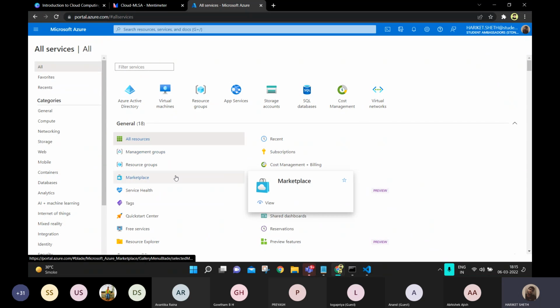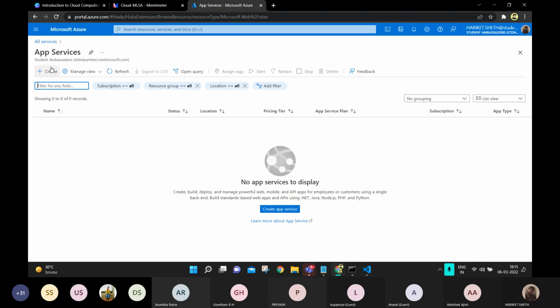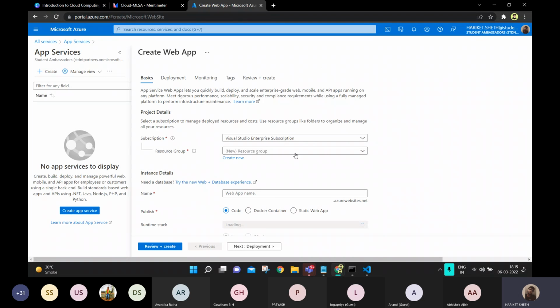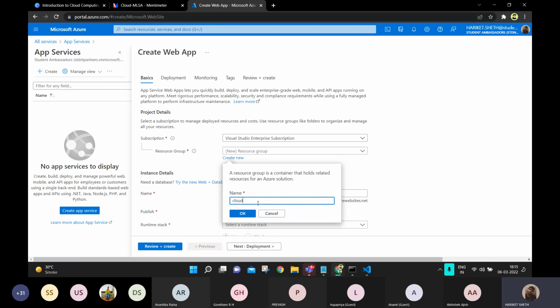Now for this particular demo, I'm using App Services, so I will go with that and create a new app service. Here it's asking me for a subscription. I'll just go with the default one. I will create my own resource group, which is cloud. Okay, it's already existing, so let me go with something like MLSA test.